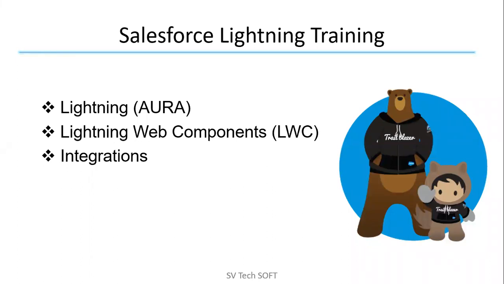We'll start with Lightning. Lightning Aura came in the year 2015. Salesforce came in the year 2006, but Lightning came in the year 2015. From 2015 to 2019, all the projects that were already in Classic were migrated from Visualforce Classic to Lightning Aura.